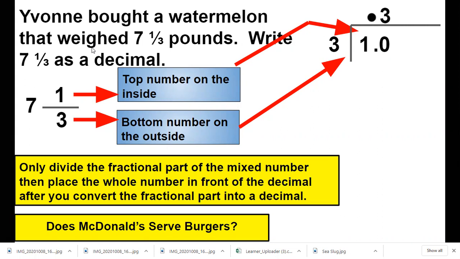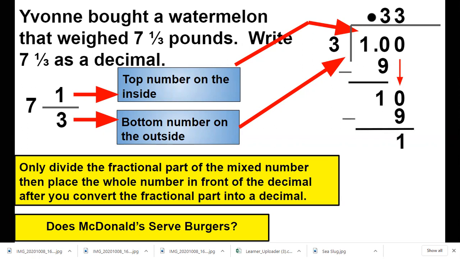3, now we multiply. 3 times 3 is 9. Now I subtract. 10 minus 9 is 1. I'm not finished. I have a remainder. I'm going to put another 0 and bring it down. And I start over, dividing. 3 goes into 10. How many times? 3. 3 times 3 is 9. 10 minus 9 is 1.